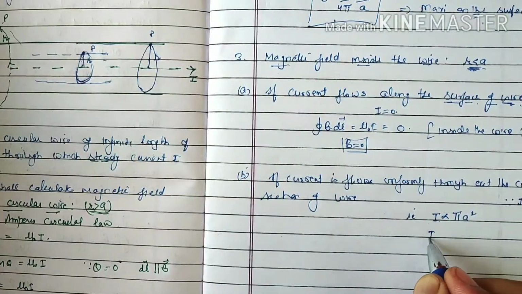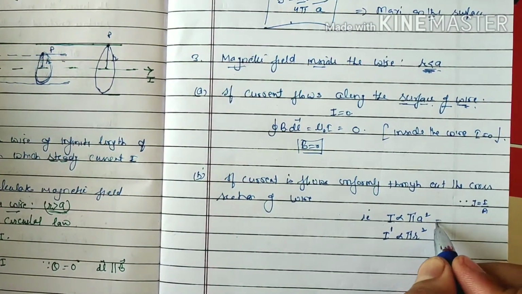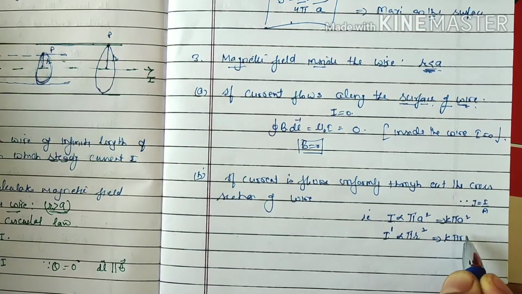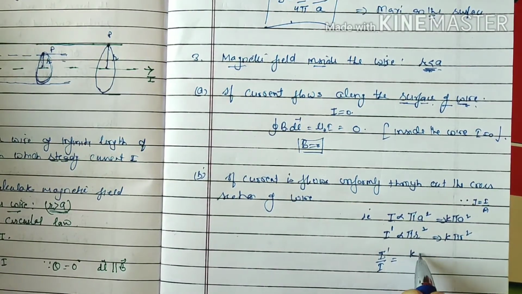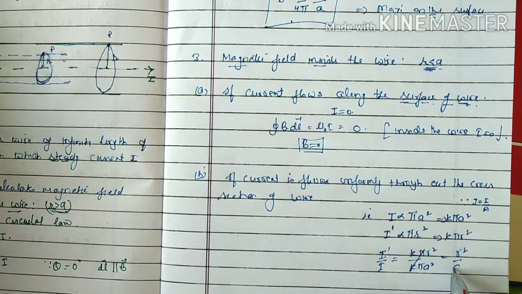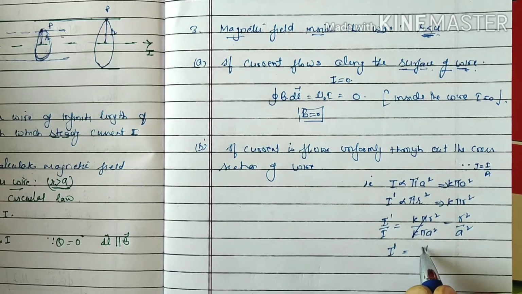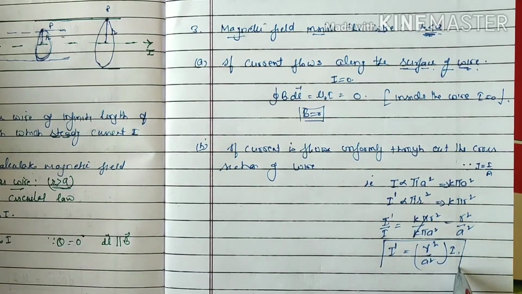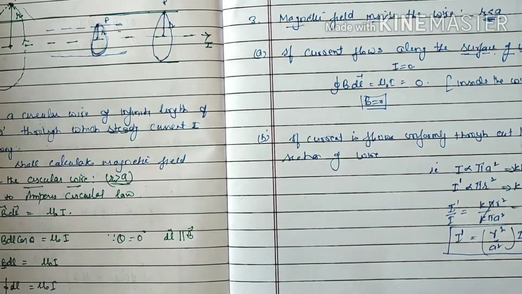So let I dash be the current through this area of radius r. We can write it as K pi r square, where K is any constant, and for the full wire K pi a square. So I dash upon I is equal to K pi r square over K pi a square. This gets cancelled, and we are left with r square over a square. So the current I dash is equal to r square over a square into I. This is the current flowing through the cross section of the wire whose radius is r. Okay, so I think this is clear.